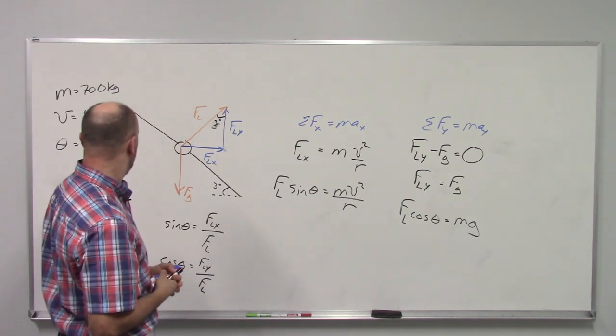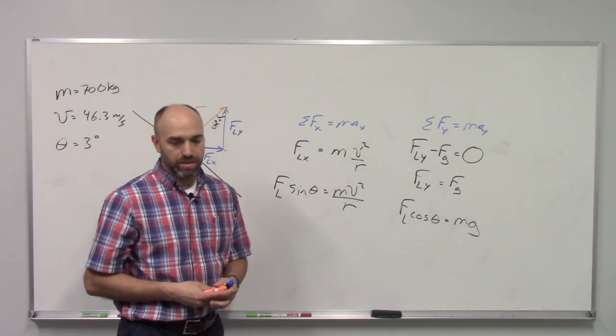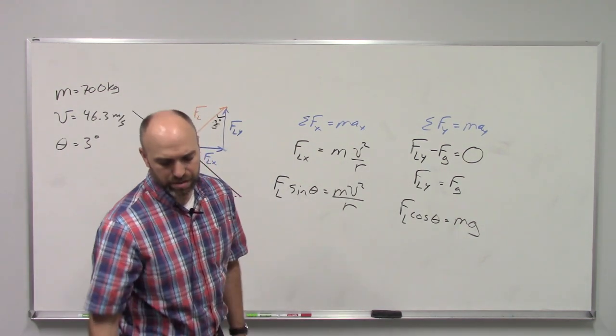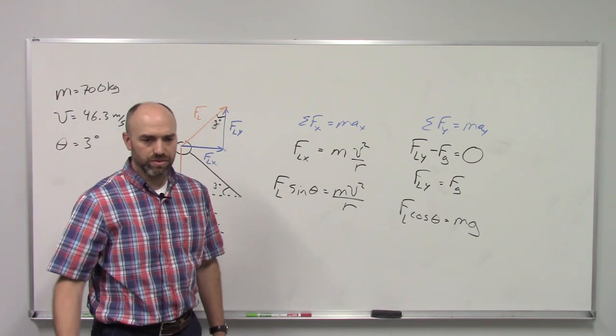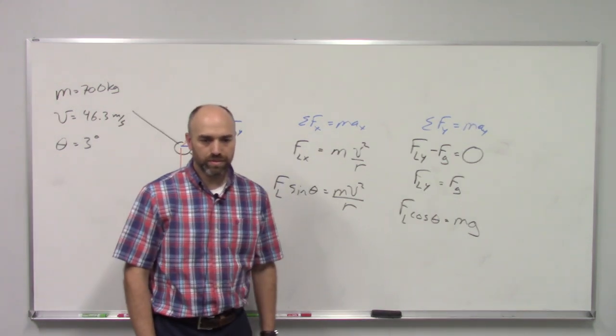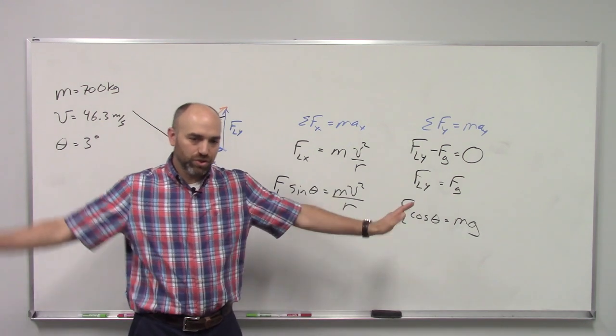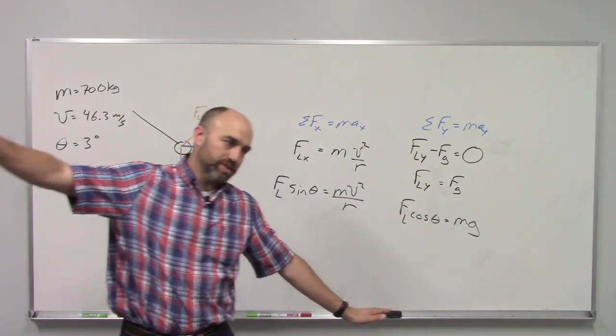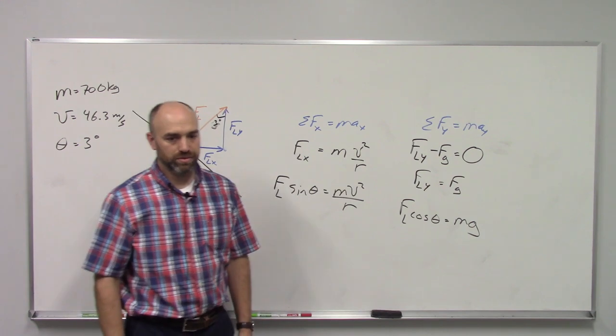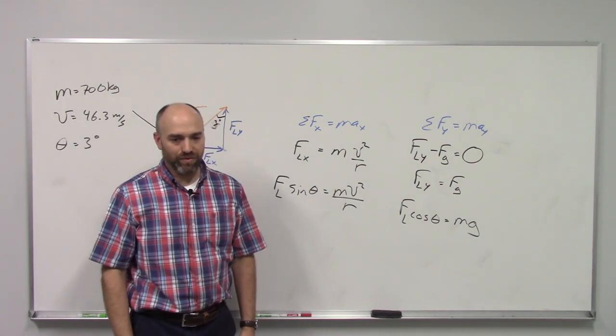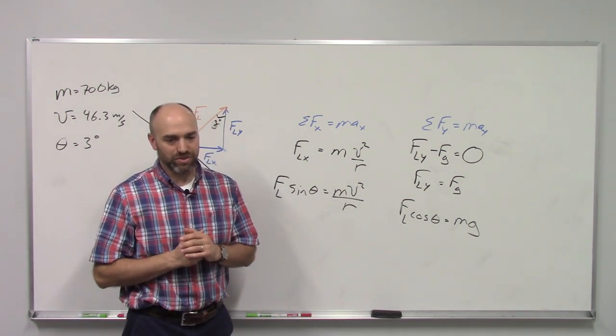Is the radius supposed to be remarkably large? Yeah, it's going to be thousands of meters. Over 4,000 meters. Yeah, we're talking about a jetliner. When it makes a turn, the radius of its turn is huge. It's traveling very fast and trying not to make its passengers sick.